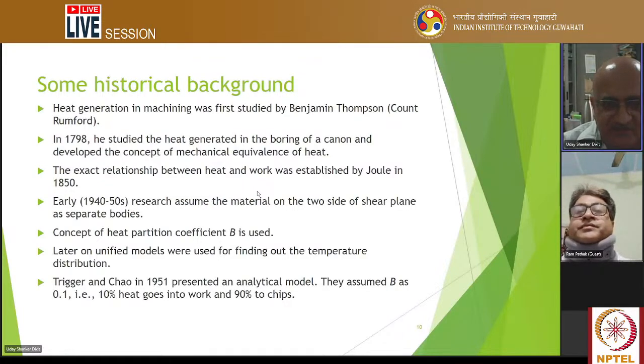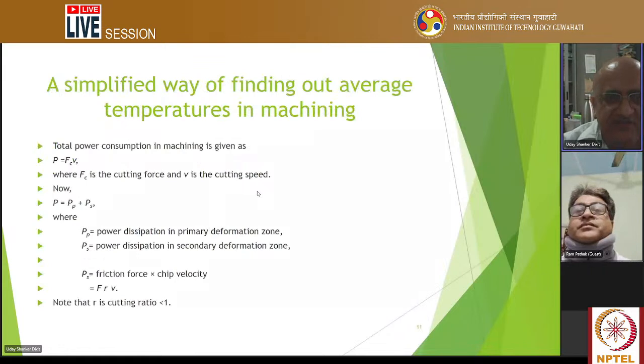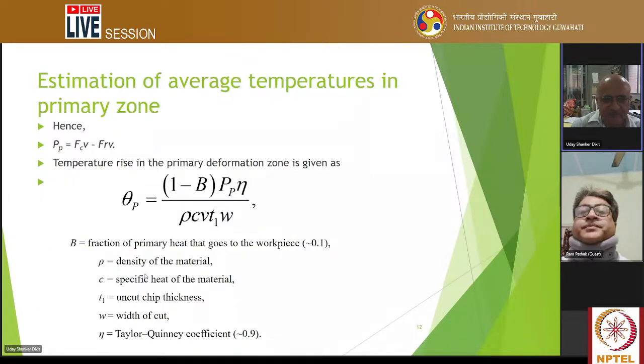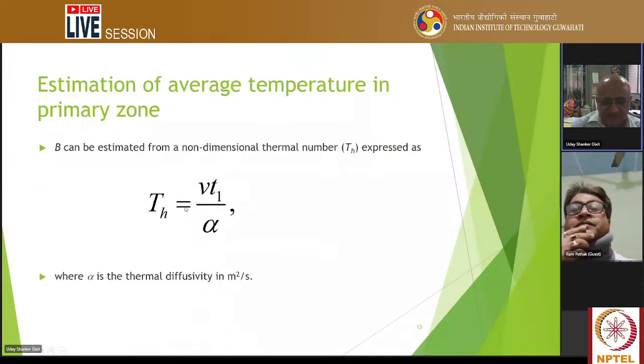And then about the temperature, how do you find out the temperature rise? If the total power consumption is Fc into V, the power is lost due to plastic deformation as well as in the secondary shear zone, that means due to friction also. And these are some expressions based on that, for how much the temperature rise is.